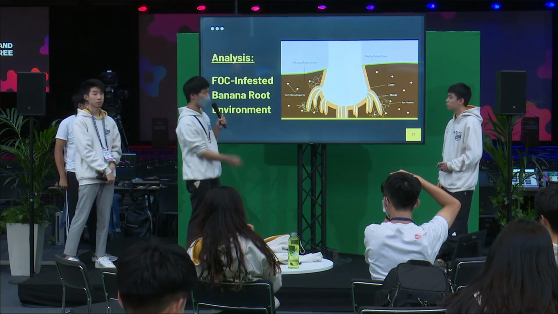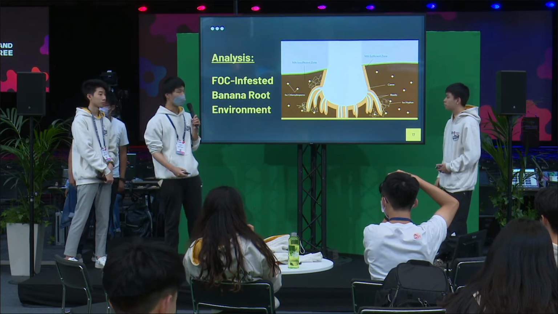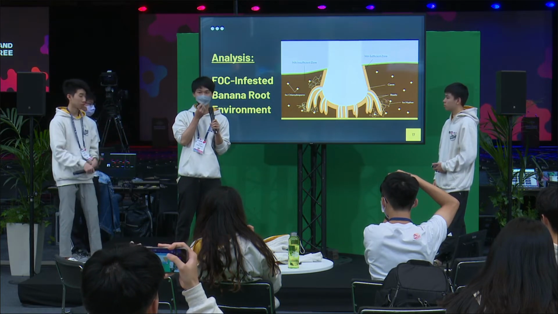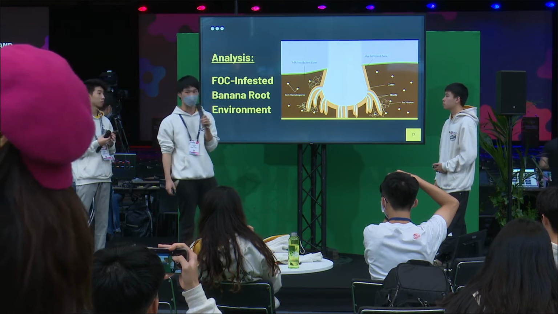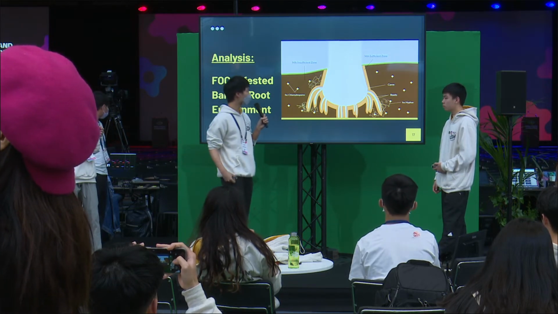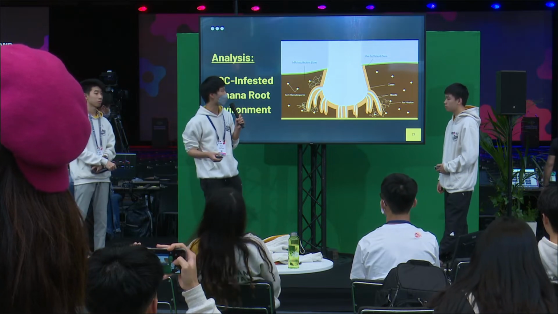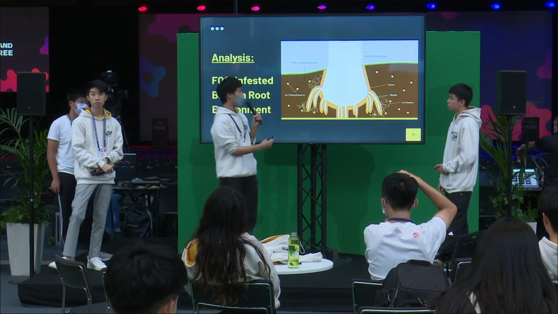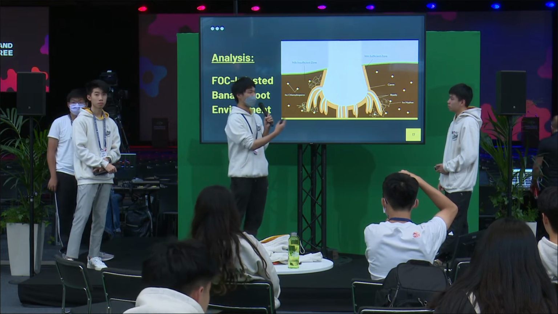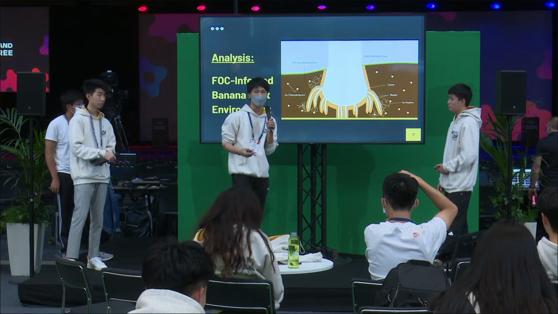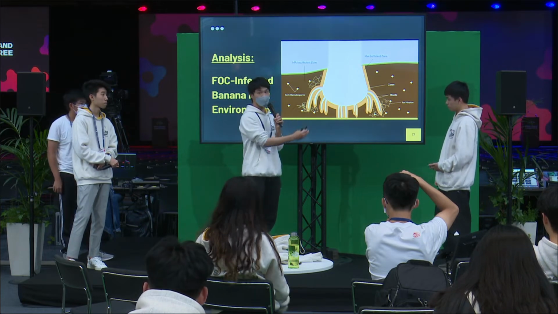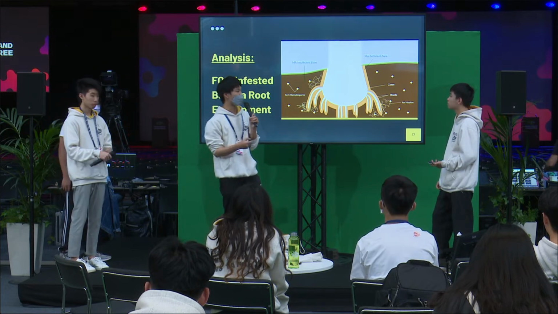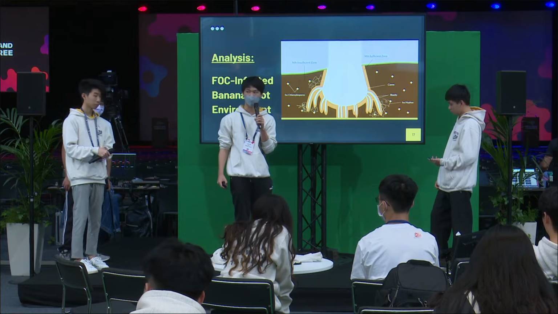So in order to further investigate the actual details of our solution, we first analyzed the actual infection dynamic between FOC and banana roots. So essentially, how FOC invades into banana roots is through the detection of banana root exudates. And FOC chlamydospores basically take this root exudate as a signal to germinate and extend its fungal hyphae to infect the banana root. And the root exudate then also contains this compound called malic acid.